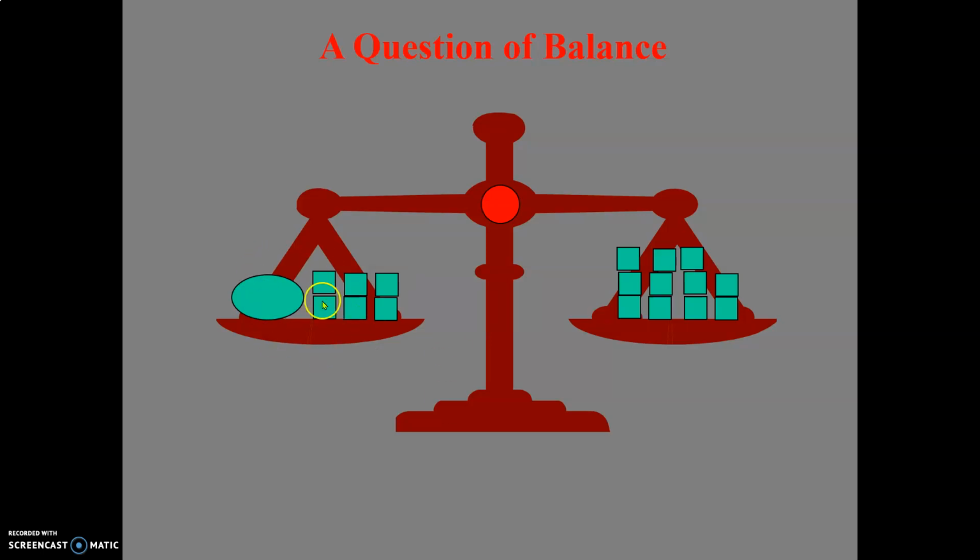Here we have an example. We have an ellipse, we have some squares on the left side, we have some squares on the right side, and we can easily count those squares. We can count the squares on the right side as well. But we don't know how many squares the ellipse is worth. We can think of these as blocks or pounds or kilograms or whatever we want, but we know that we have 6 on the left side and we have 11 on the right side. And this ellipse represents another amount that actually balances out these 11 squares on this side.